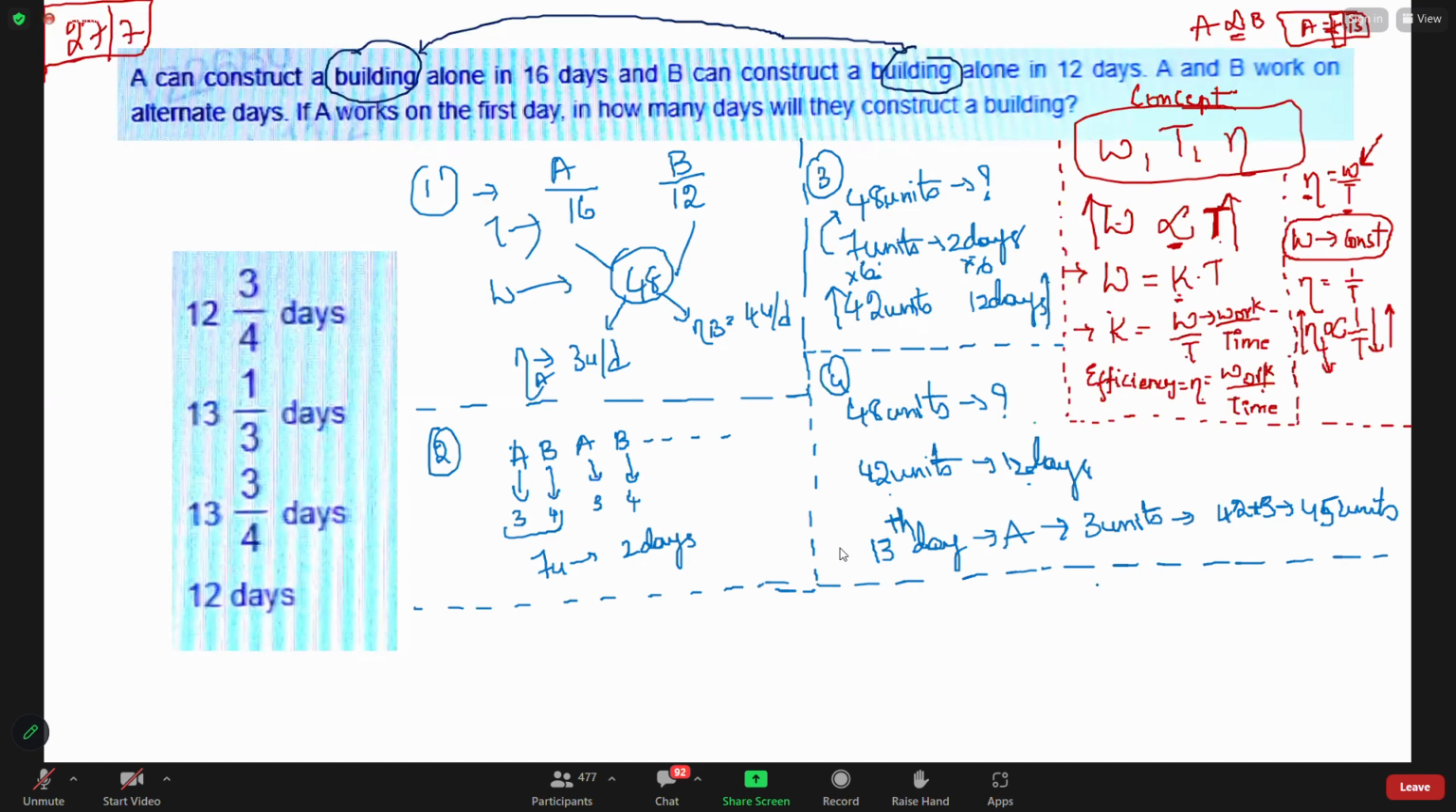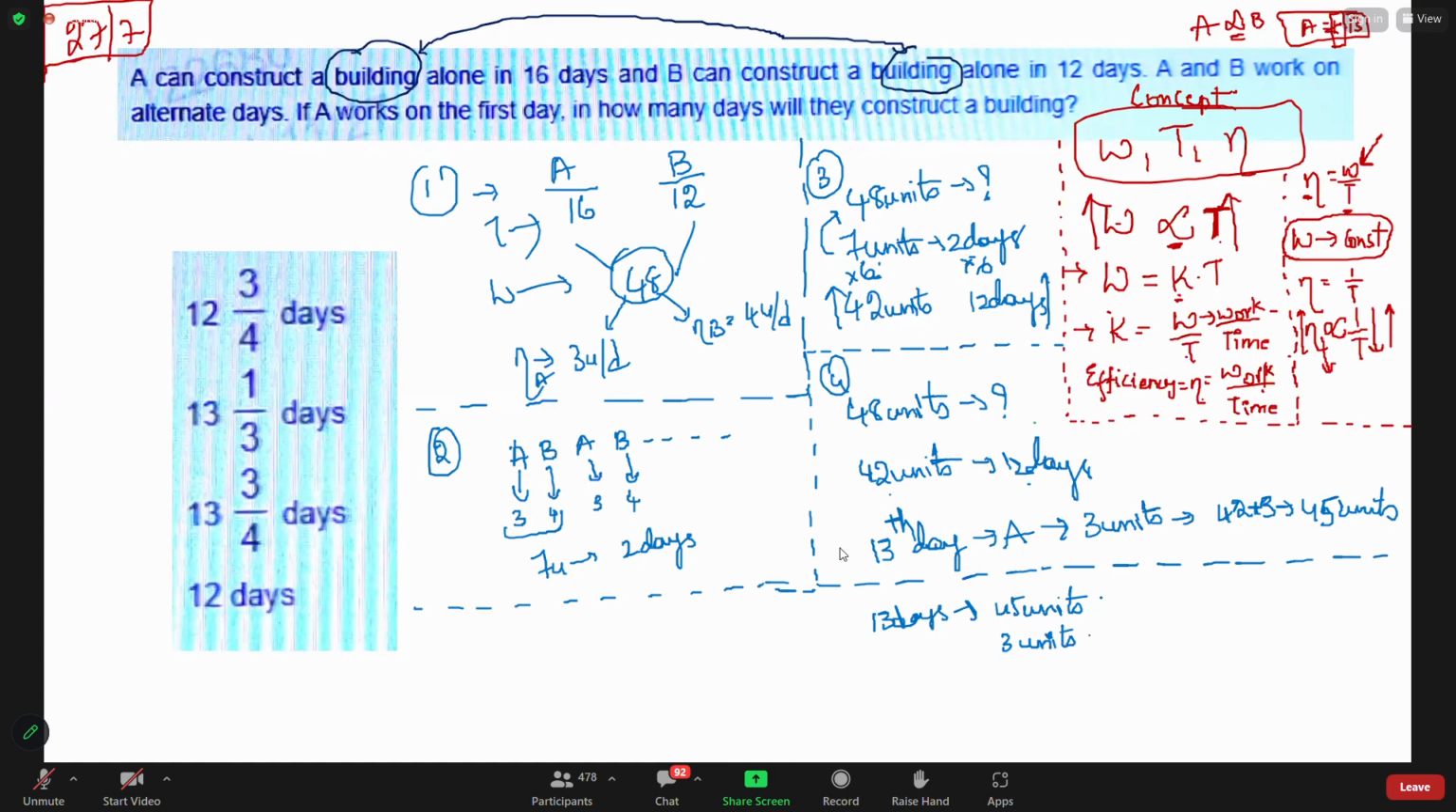Yes. So up to 13 days we have finished. Now in 13 days you have completed 45 units. How many units are still left for us? We are still left with 3 units to complete. Yes? We are still left with 3 units to complete.